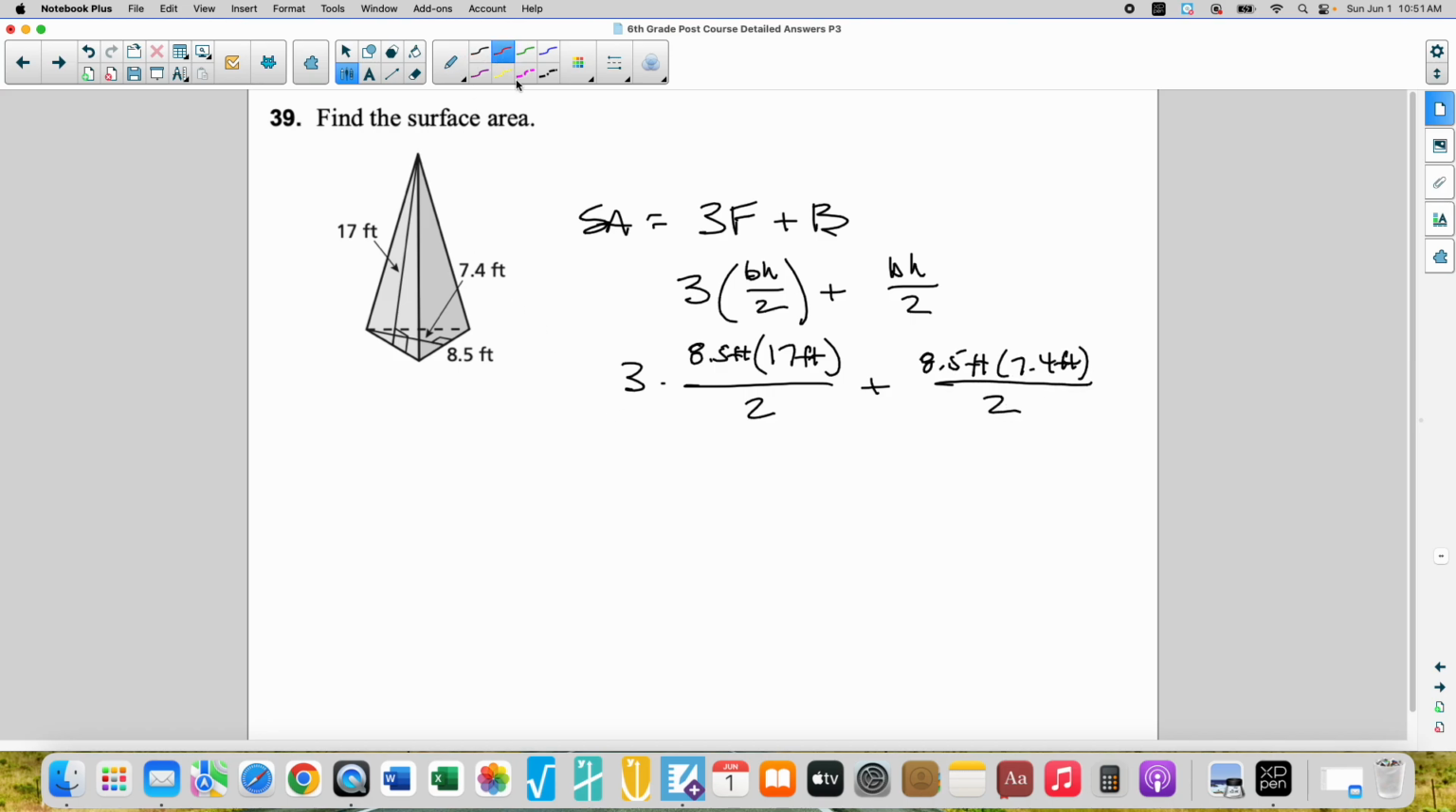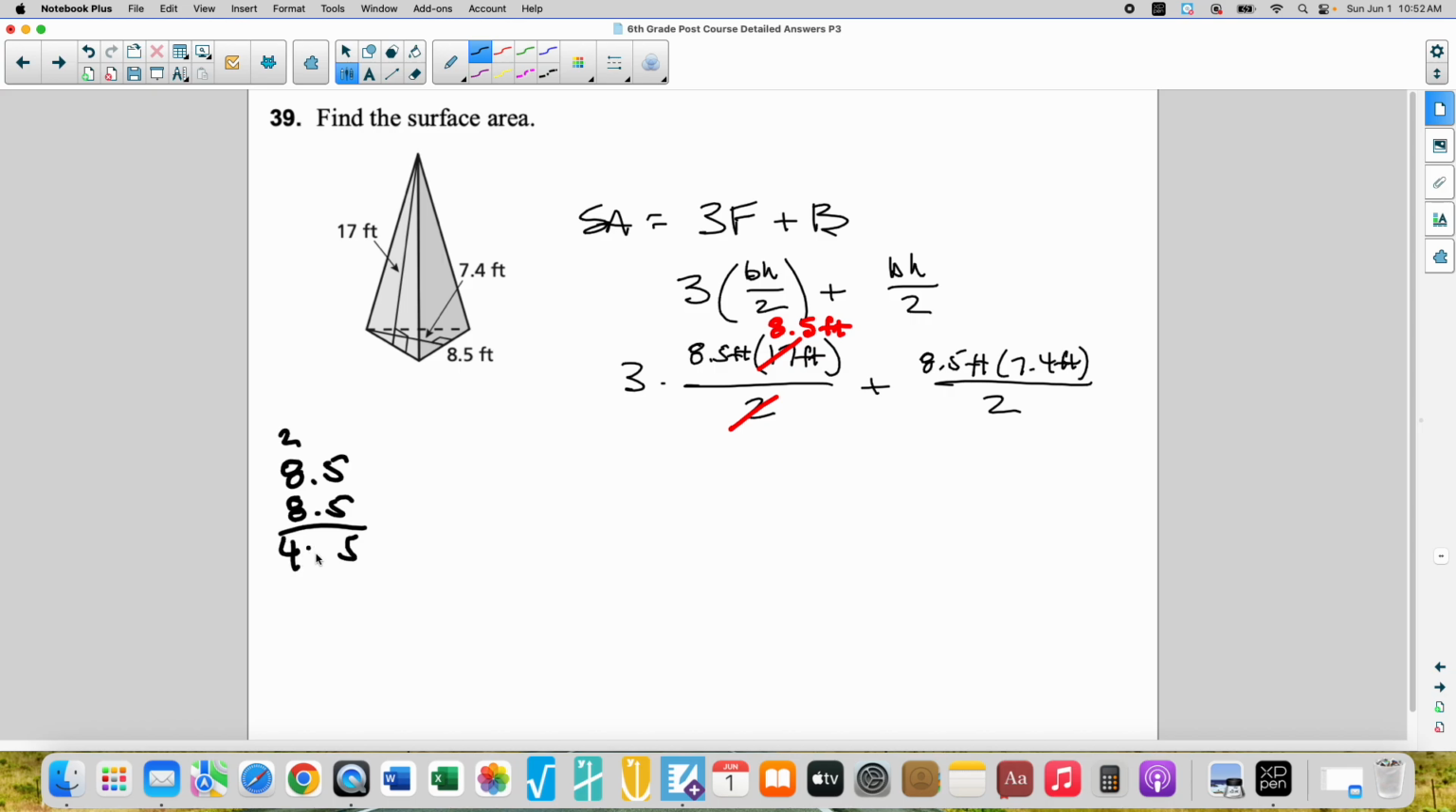Okay, so now let's simplify. 2 is not going to go into any of those. That's going to be ugly. So we'll divide it by 17. Half of 17 is going to be 8.5. And so we have 8.5 times 8.5. 8.5 feet times 8.5 feet.